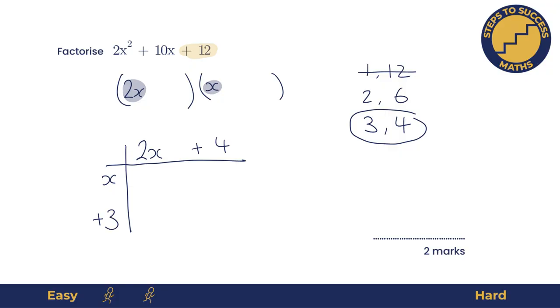So I know I've got my 2x squared. Then I've got x times 4 is 4x. 3 times 2x is 6x. And 3 times 4 is 12. And then if I combine these two terms in x, I can see I have 10x. So I need 2x plus 4, x plus 3.